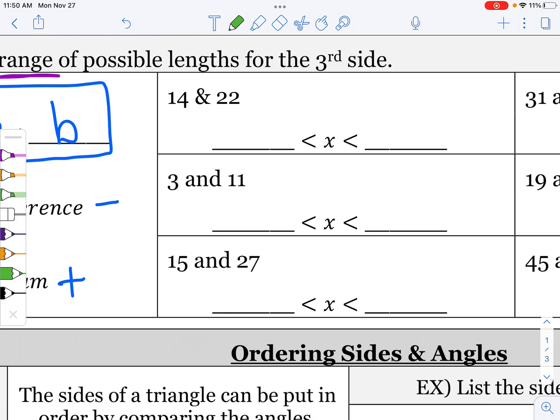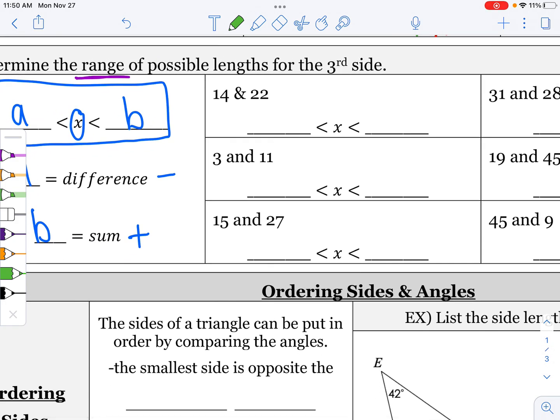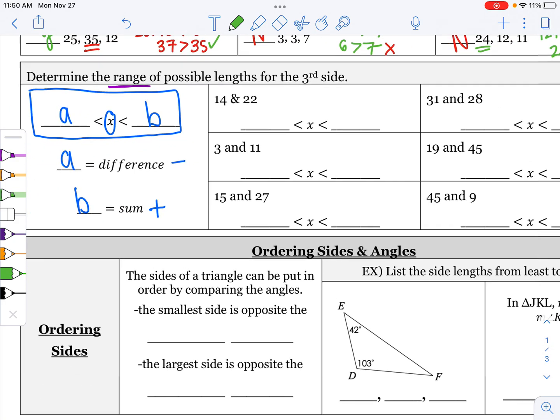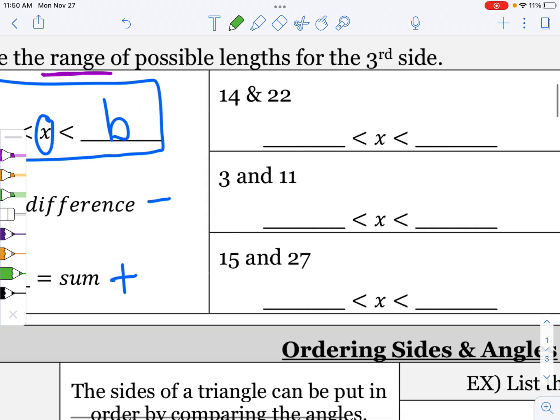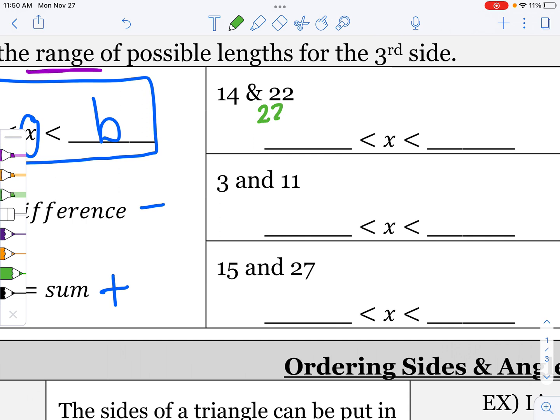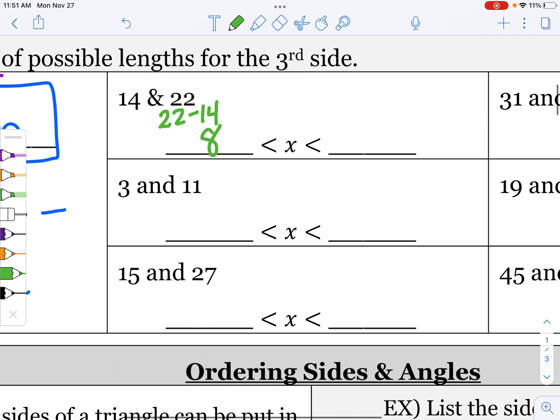And so to do that, we're going to get a by doing 22 minus 14, and we're going to get our upper range by doing 22 plus 14. Okay? So that would be 22 minus 14. We're going to take the biggest number and subtract the smallest number because these are going to be positive values. When I do that, that's going to give me 8. So x has to be greater than 8, but it has to be smaller than 22 plus 14, which is going to be 35. What does this mean?